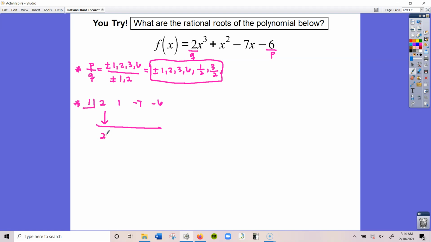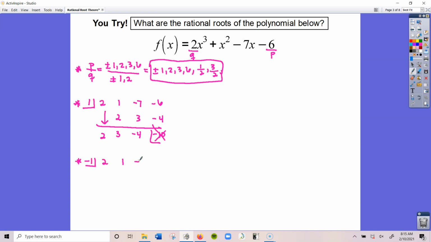Bring down the 2. 2 times 1 is 2. 1 plus 2 is 3. 3 times 1 is 3. Negative 7 plus 3 is negative 4. Negative 4 times 1 is negative 4. And we end up with a remainder of negative 10. So this does not work. Let's now test out negative 1.